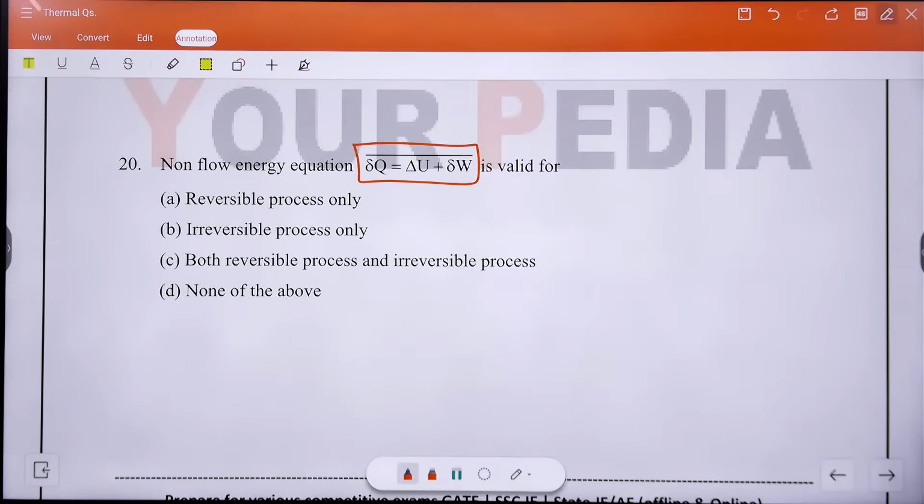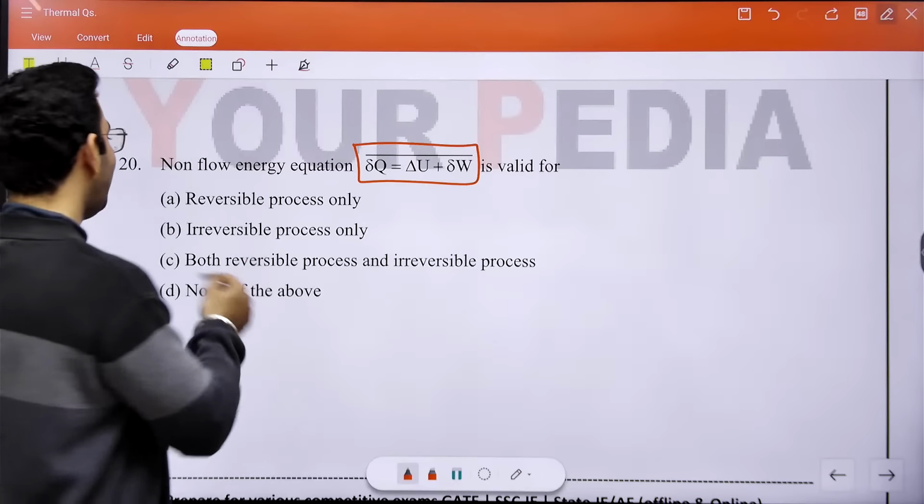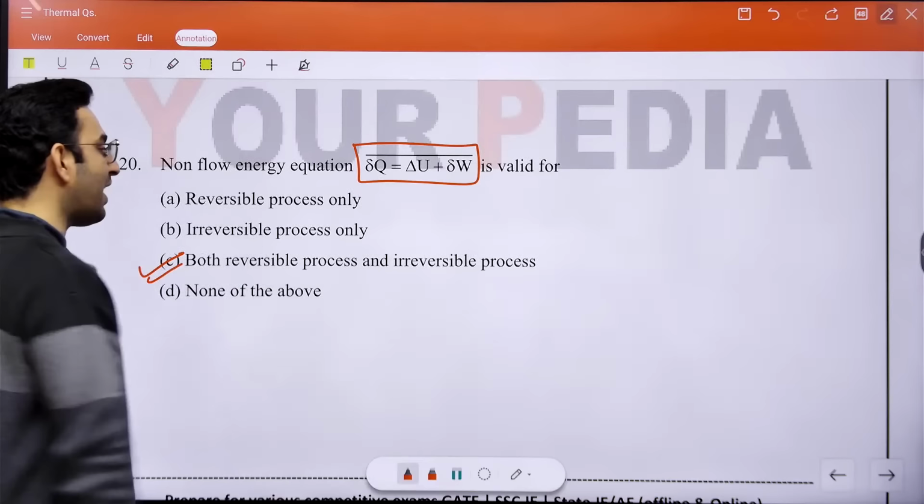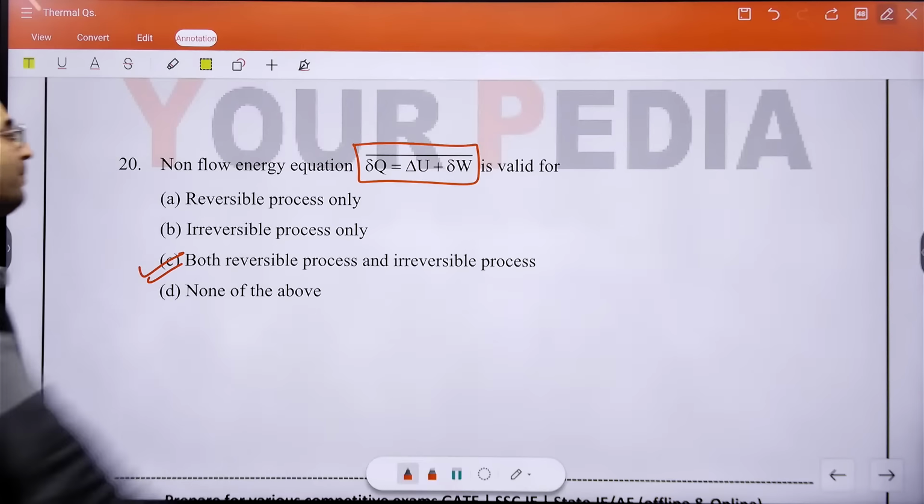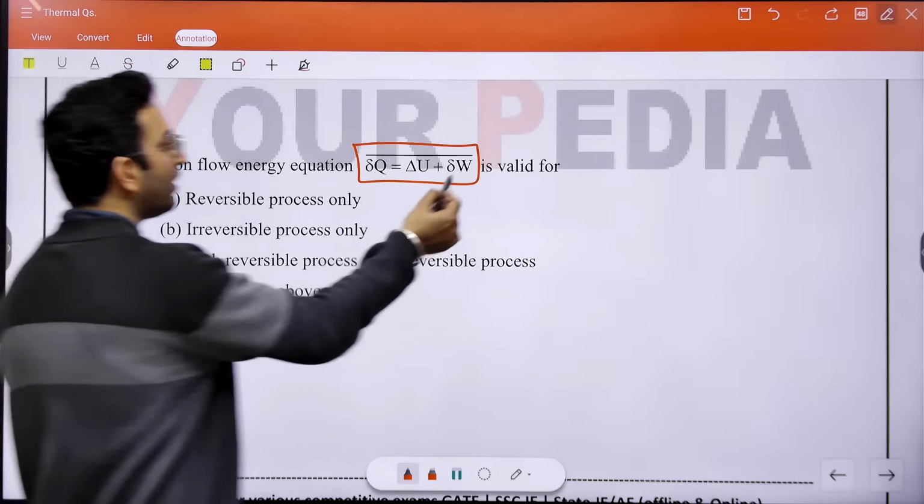You are going to get this lecture for the CS also. Don't worry, Ankit. Next, it is going to be applicable for reversible as well as the irreversible processes here. If you have a PdV here, then it is specifically written for the reversible process.